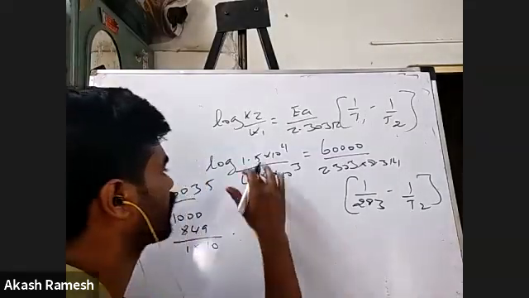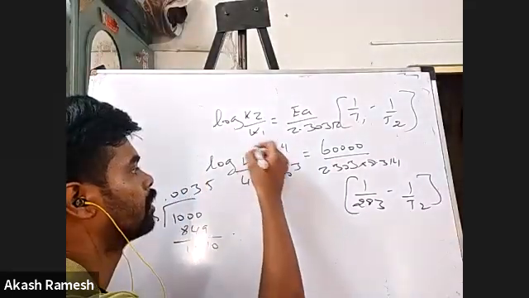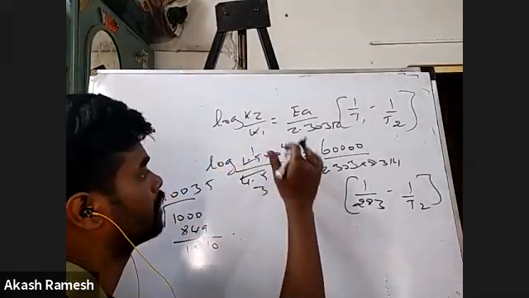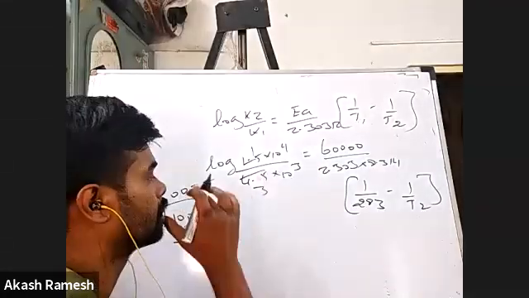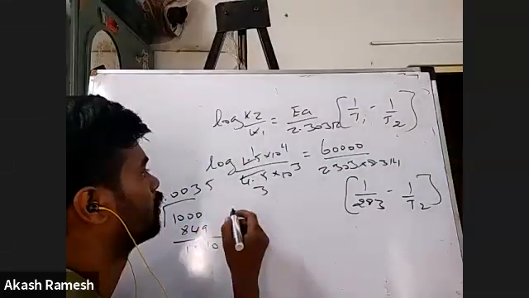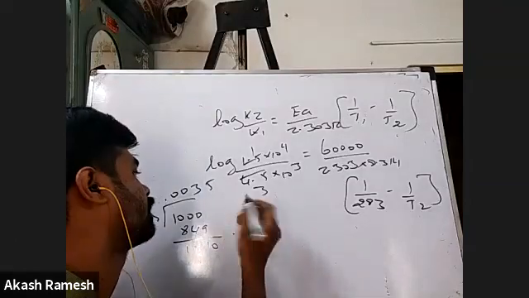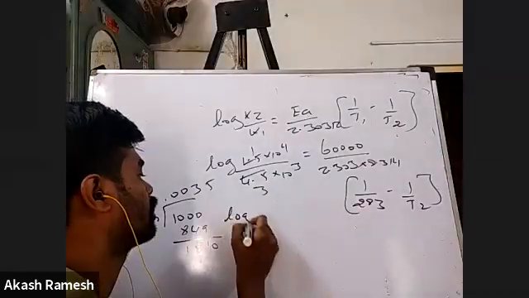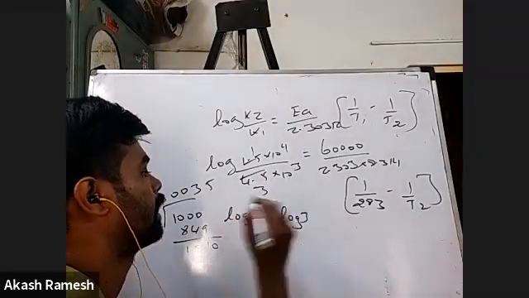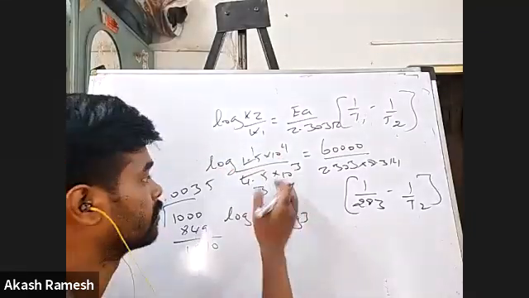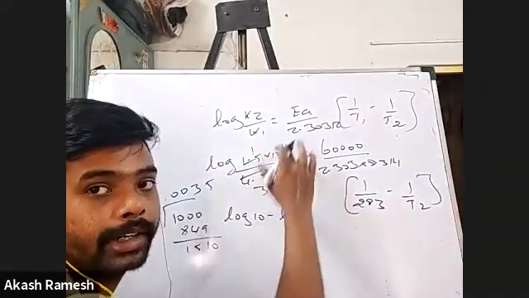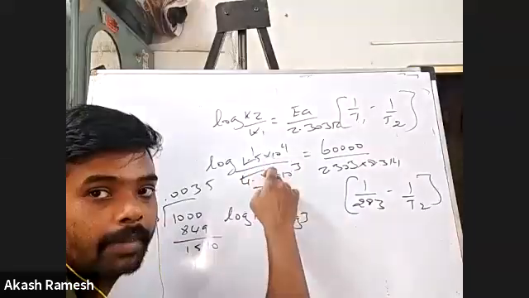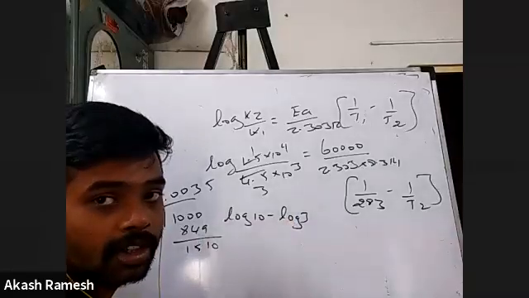So I can write this as, again, if I calculate, this will become 1 by 3. So 1 by 3, and I have 10 in the numerator, right? So I can write this as log 10 minus log 3. I have 10 power 4, 10 power 3. I have 10 in the numerator, right? So I have log of 10 by 3. I can write it as log 10 minus log 3.